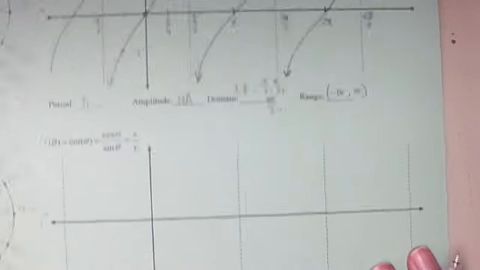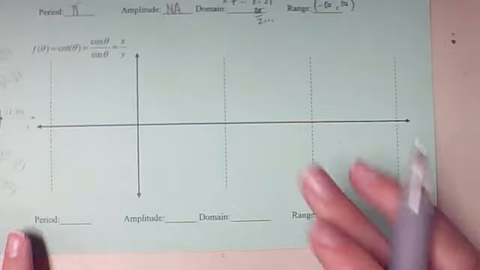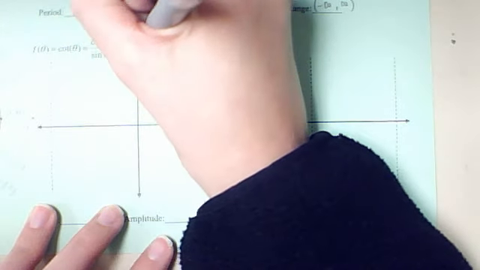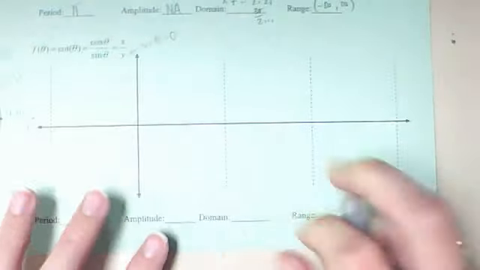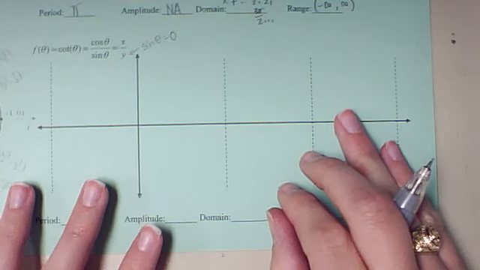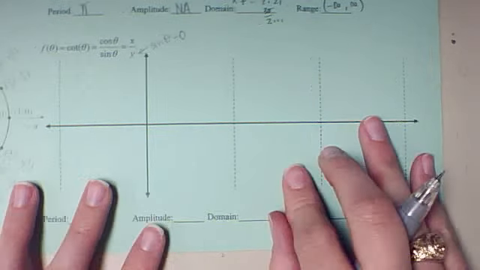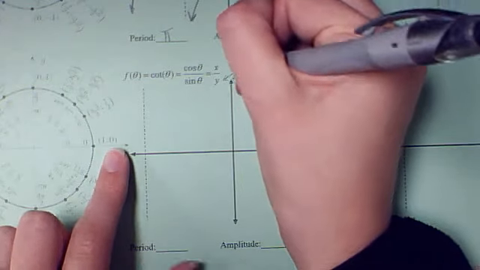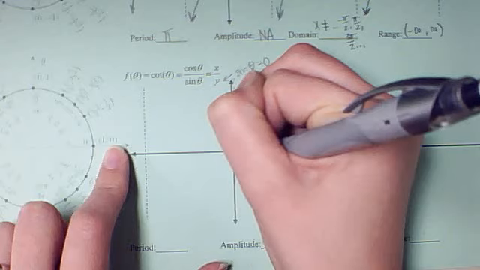Let's look at the cotangent. Cotangent is the relationship of cosine over sine. My asymptote then would happen when the sine of theta is equal to 0. So anywhere the y value is equal to 0, we've got a problem. Well, let's look at our unit circle and figure out when that happens. My y is 0 at 0. So there's an asymptote here at the y-axis.